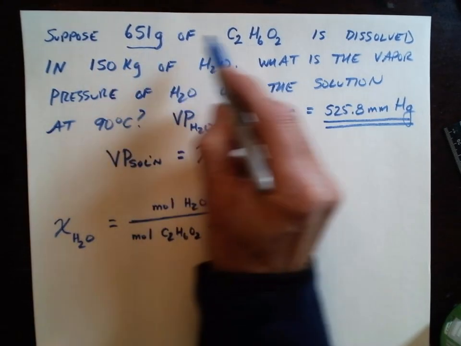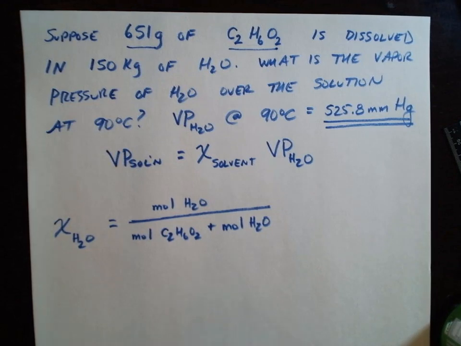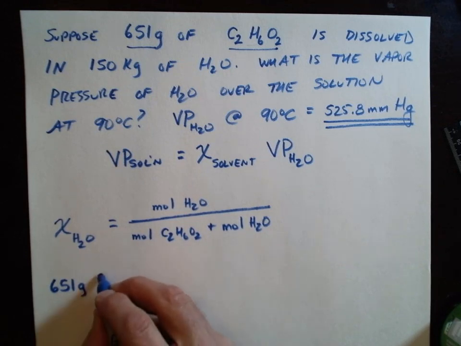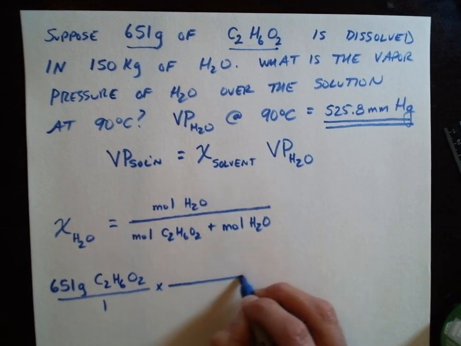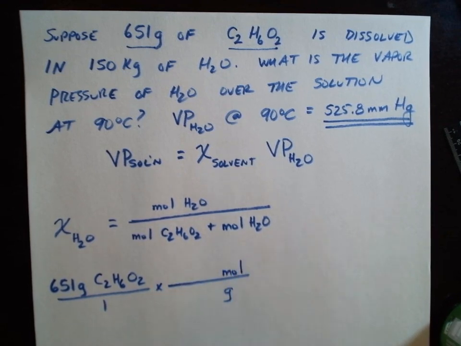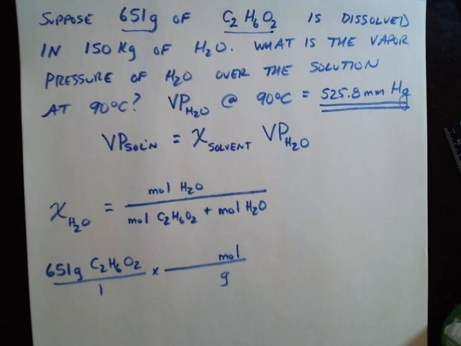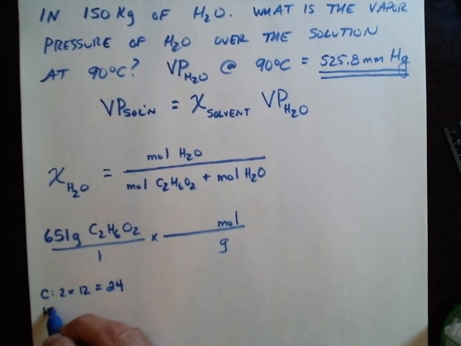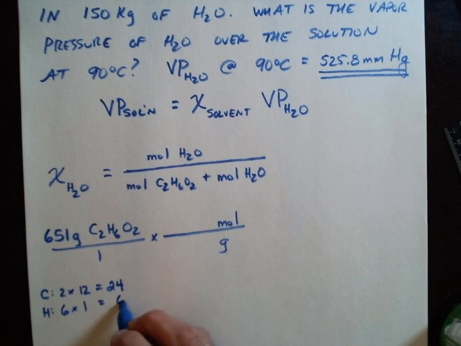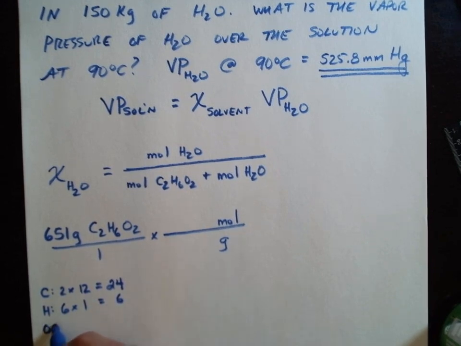We're given the mass of ethylene glycol, so we can use its molar mass to find the moles. Let's do that first. 651 grams of ethylene glycol. How many grams are in a mole for ethylene glycol? Well, let's see. I've got 2 carbons times 12 grams per mole. I can figure that out by looking at the periodic table. We're going to add to that for hydrogen. We have 6 of those times 1 gram per mole each. And then for oxygen, we have 2 of those at 16 grams per mole each.